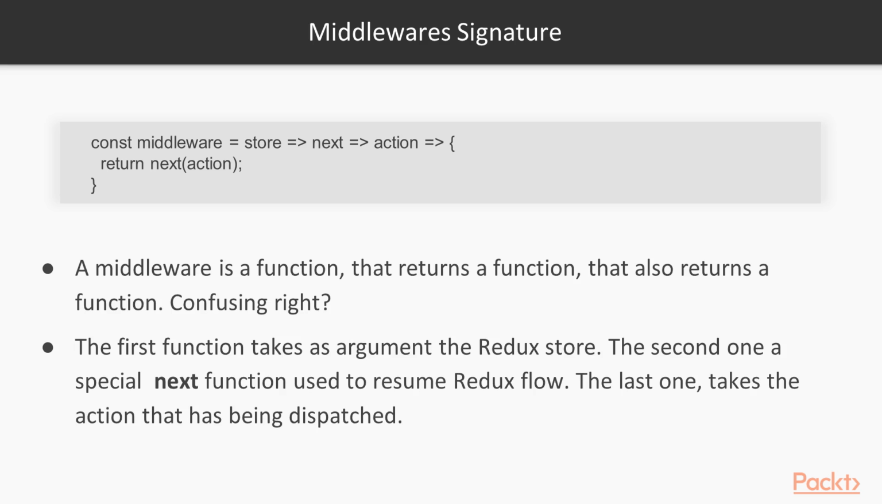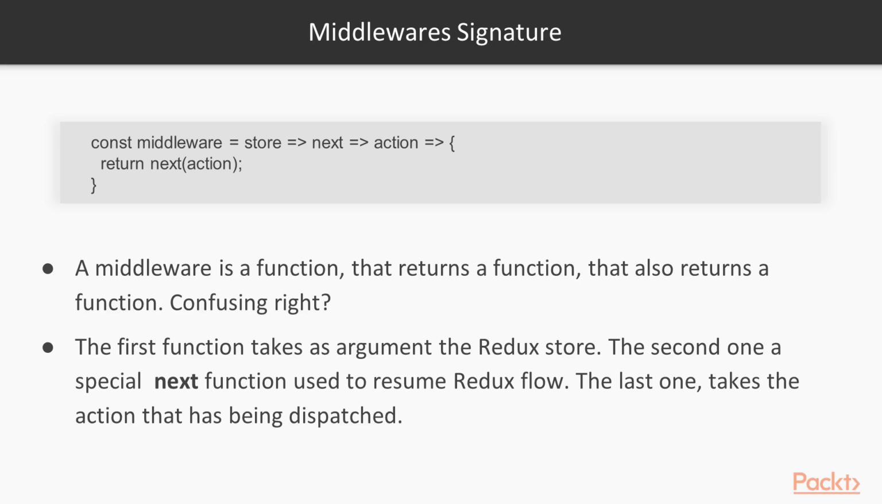So you can use the store to decide whether an action should have an extra prop or even whether that action should dispatch at all. The second function takes as an argument a special next function that is used to resume the Redux flow. Each middleware should call the next function to pass the action to the next middleware. Why? Because middlewares are organized in a chain, and the order in which we define the middlewares matters. At the end, the last function will take the action that is being dispatched.